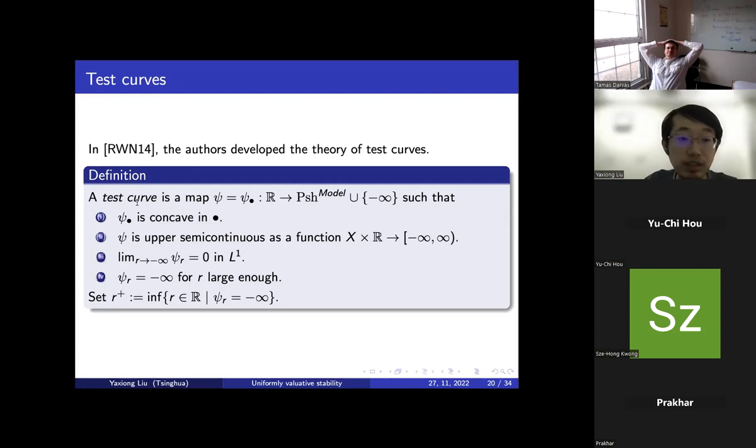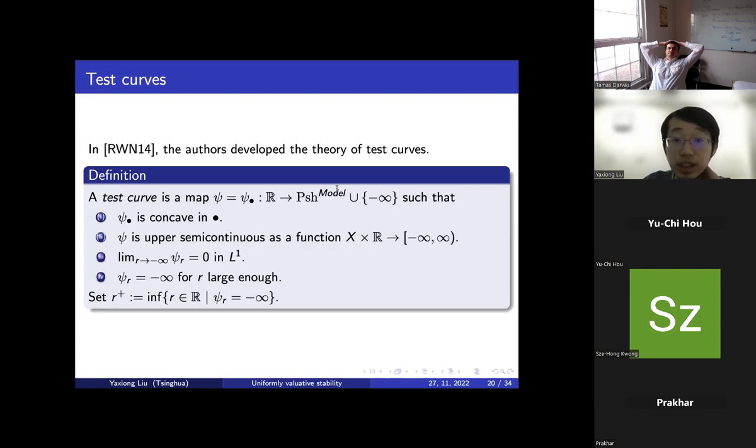My notation of this curve follows Ming-Chen Xia's paper. This curve is a map psi dot from the real numbers to the model potentials. Model potential means an omega-PSH function, that is, an omega-PSH function with good singularity.